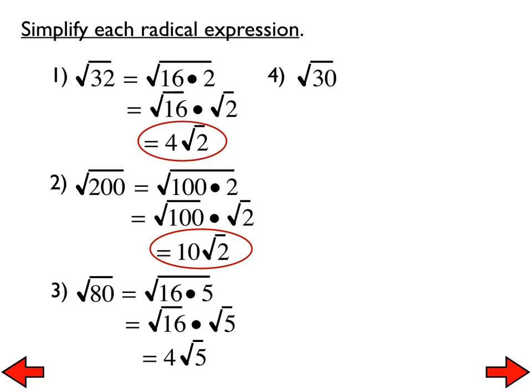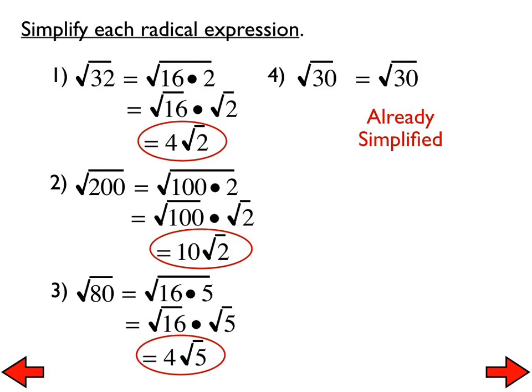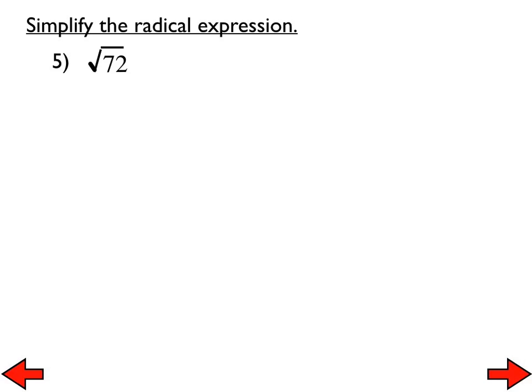As some of you found out in number 4, other than 1, there's not a perfect square that will go into 30, so therefore it is already simplified. So that means the answer for number 4 is just square root of 30. All right. So we already kind of got a lead into why number 5 is in the lesson today. So I'm going to go ahead and have you try number 5.